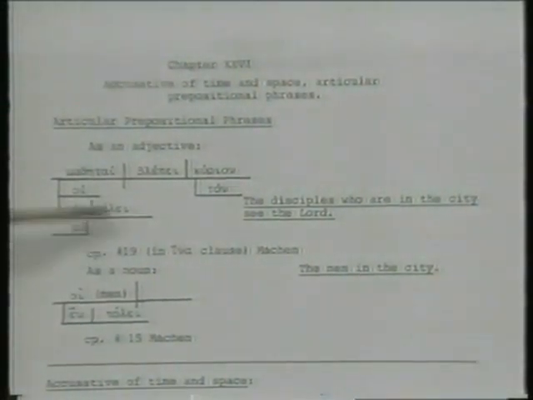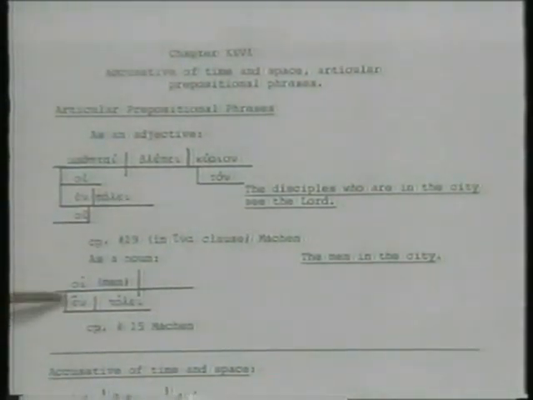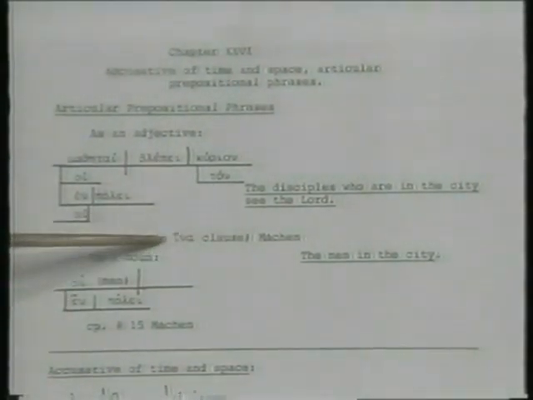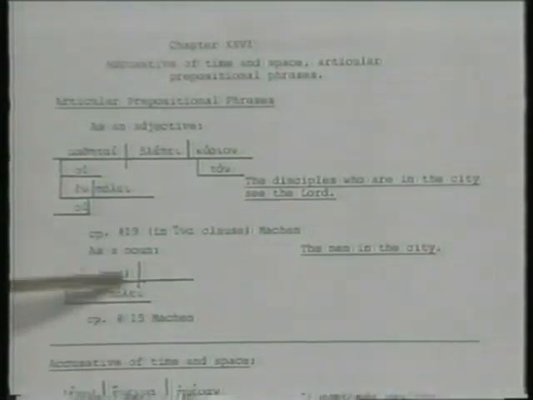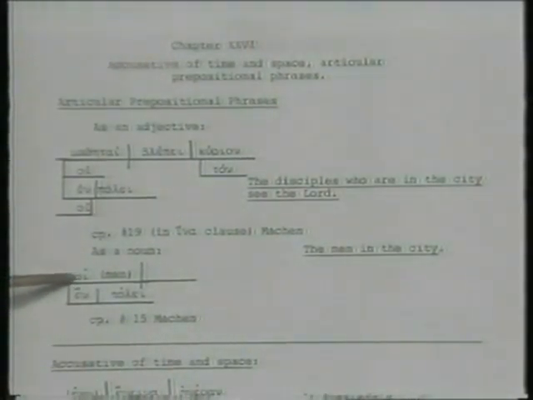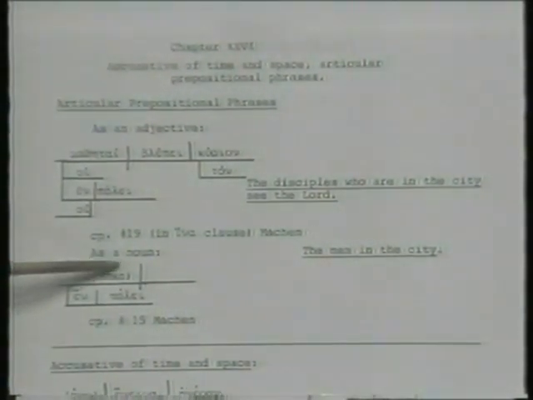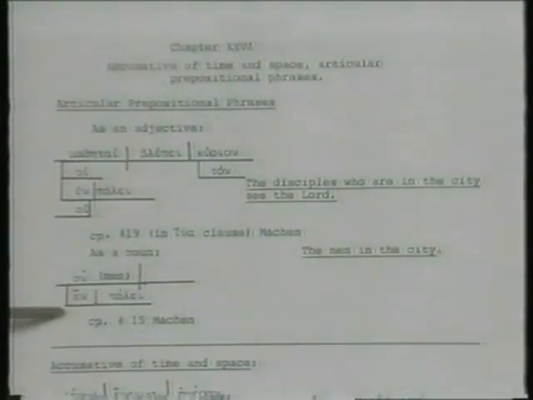Now the other illustration as a noun. I'm sorry. This number 19. This is the work in your exercises. Look at number 19. Within the hina clause, you have another example of that. Now, as a noun, this is like if you had hoi agathoi, the good men. Well, this is the in the city men. So we put the hoi on the line, the article, then put the men there in parentheses, and then put the en polei underneath. So this is a noun use.